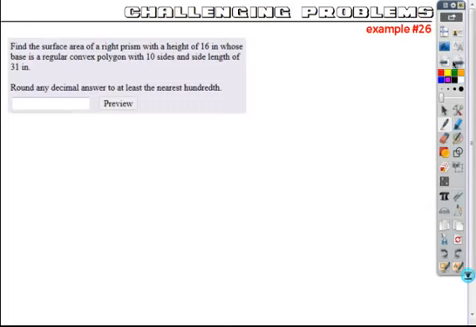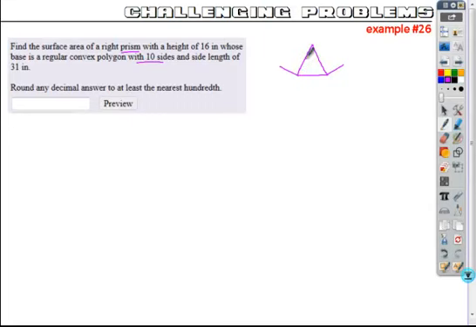It asks you to find the surface area of a prism. The base is a regular polygon with 10 sides. So once again, I'm not going to sketch a 10-sided polygon here. I'm just going to take a look at a couple examples of that. So here might be some sides from that base.